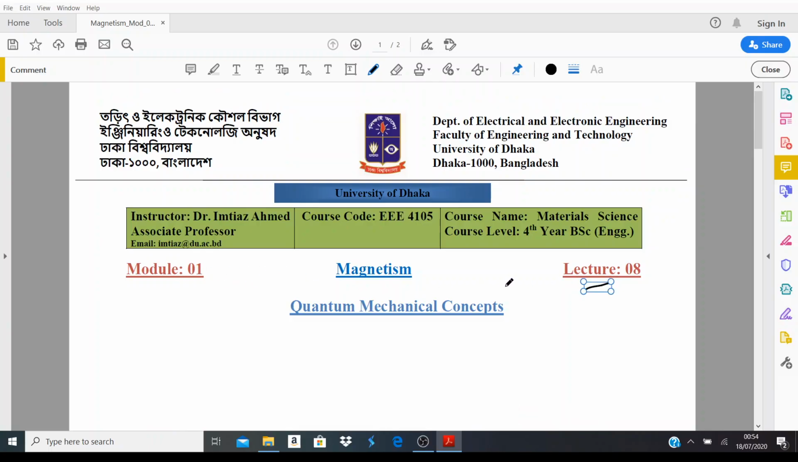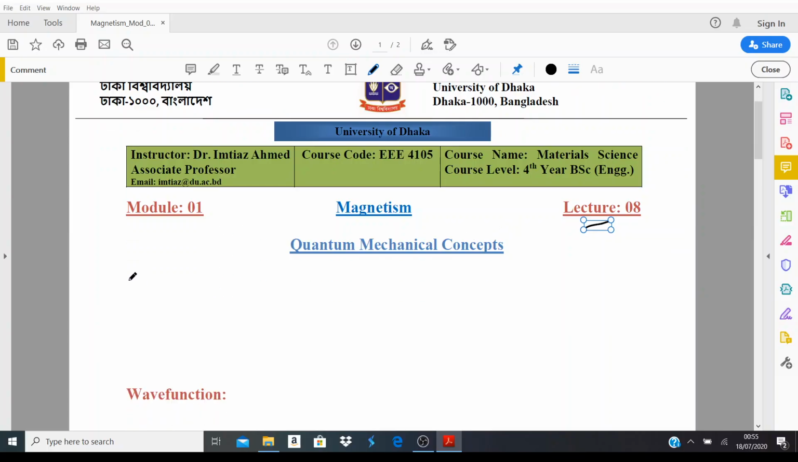If you recall, in the last lecture I started talking about the concepts of quantum mechanics required to understand magnetism, and I mentioned a few basic ideas. Let me quickly recall those ideas here.